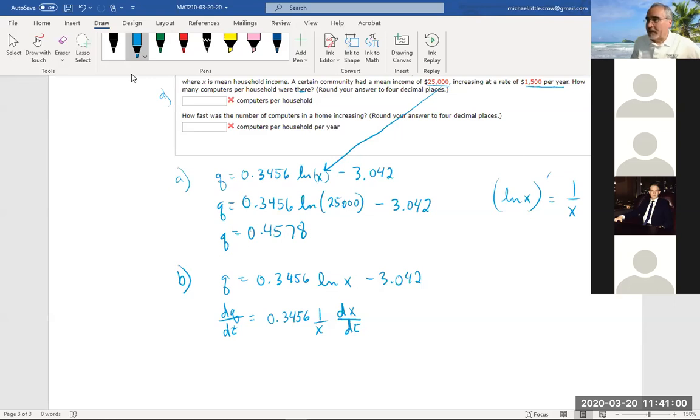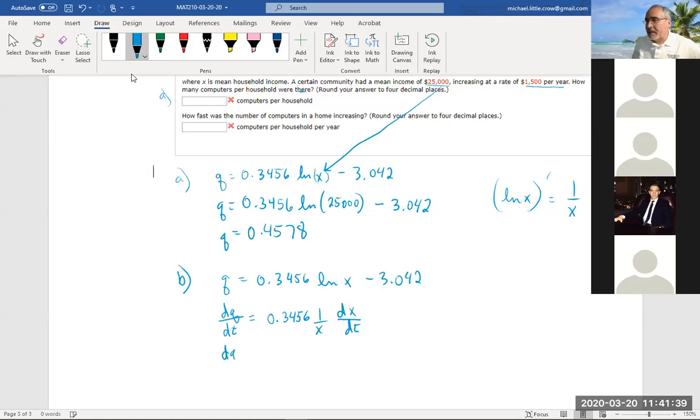Okay, and then the derivative of negative 3.042 is just 0, so that's why it drops off. Yeah, that's looking better. Now we come back, we're still using all the information they gave us. Our income is 25,000, so that's going to go in for X. The rate at which the income's increasing is 1,500, that's going to go in here for dx dt. And then we're looking for how fast the number of computers in the home is increasing. We're looking for dq dt.